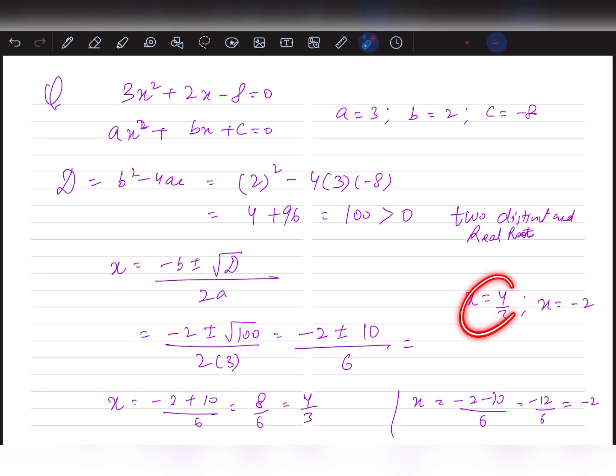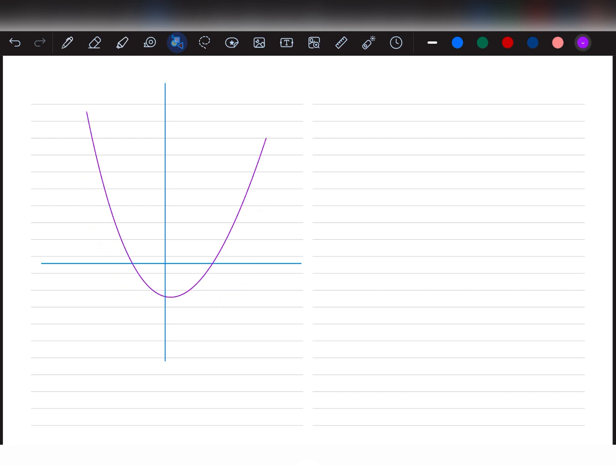You can see these are two distinct, different values of x, and of course they are real numbers. Let me just show you this on the number line. Let's say this is the quadratic equation, and it is touching at -2. So let's say this is -2, and this is 4 by 3. This is the way we can represent the roots of the quadratic equation, and of course we can figure out the roots of the quadratic equation like this. Let's do one more question.